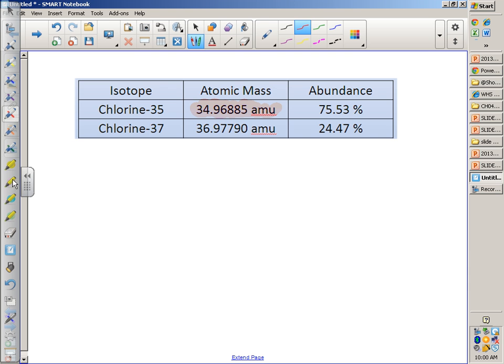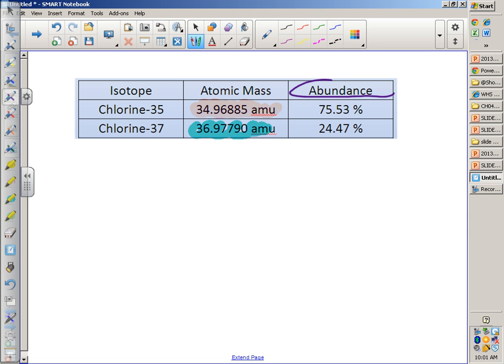But if we look at chlorine-37, what are you seeing about its atomic mass in relation to carbon-12? Go ahead, Christine. It's a little bit over 3 times as big as carbon-12, okay? So we definitely have 2 atoms here. But the important part now in determining the average is this section over on the side.